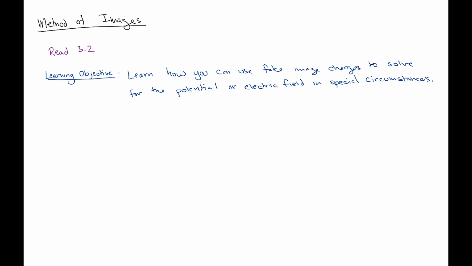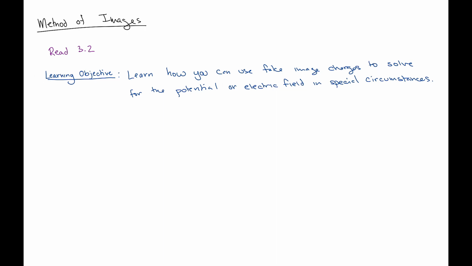Okay, in this lecture, we're going to learn a pretty cool method in order to solve for the potential and then eventually the electric field in a region of space. It's called the method of images, and it kind of uses a trick that's a little bit related to optics and the idea of a virtual image right behind a mirror.